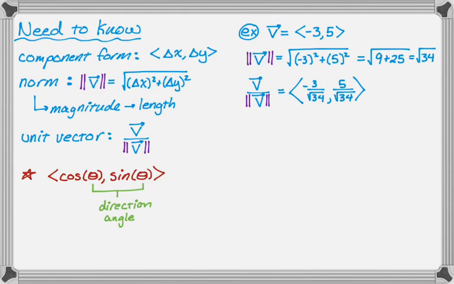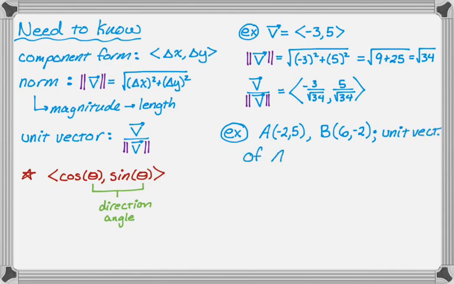Let's take a look at another example, which is like one step up from this. So instead of being given component form, I'm just given the initial point and the terminal point, and I'm told that I want to find a unit vector of the vector AB. So A is initial, B is terminal. So I need to actually calculate the vector AB before I can actually do the problem. So that's going to be terminal minus initial. So the vector AB is going to be 6 minus negative 2, comma, negative 2 minus 5.